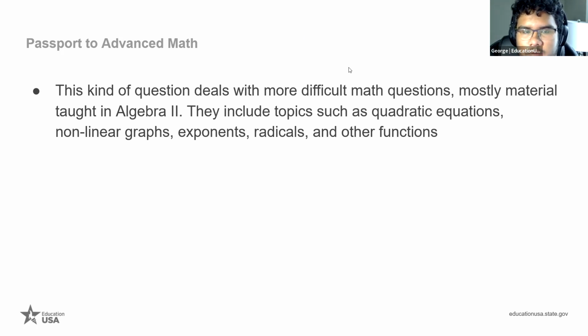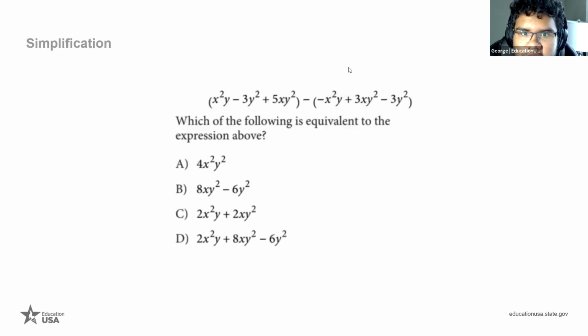So the first kind of problem you may end up seeing on the SAT is a simplification problem. This problem is just asking you to simplify the expression here, which includes various terms of variables with x and y. So it's asking you to combine terms, simplifying the equation so that it doesn't look like this. So go ahead and give this a try.